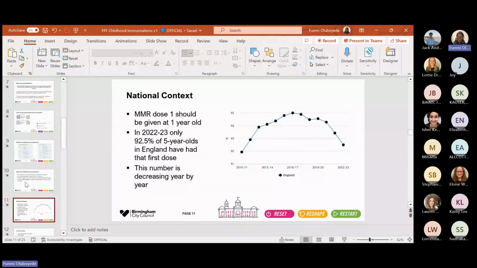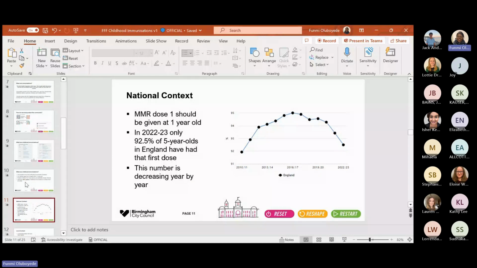To give you some national context, talking specifically about MMR vaccination, MMR dose 1 should be given when a child reaches 1 year old. The data show us that in 2022-23, only 92.5% of 5-year-olds in England have had their first dose of MMR. Of course, this is lower than the 95% herd immunity that we're trying to achieve, and the data also show us that this number is decreasing year by year.